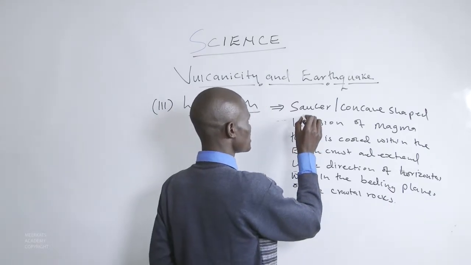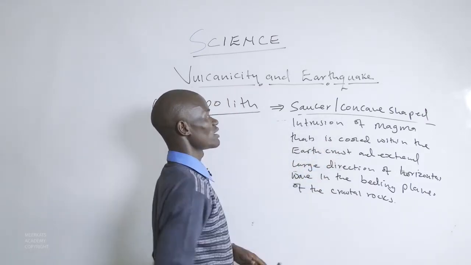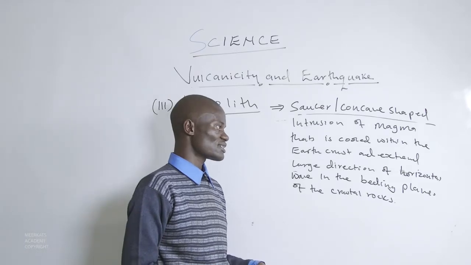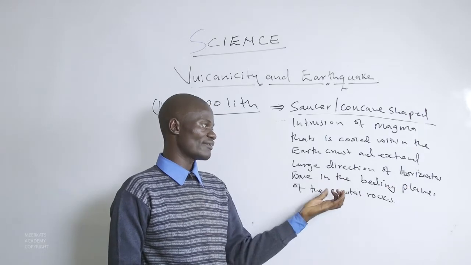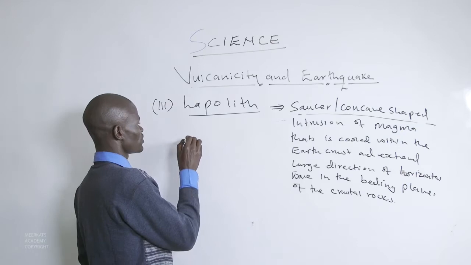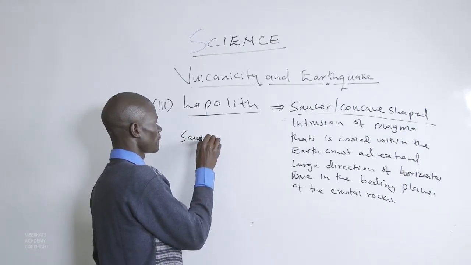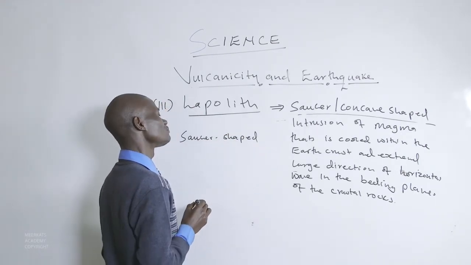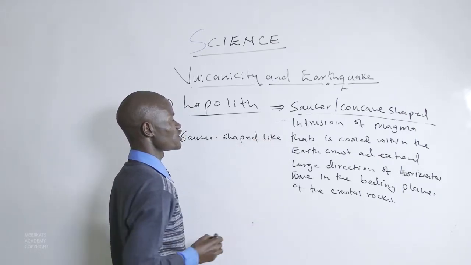Therefore, when we look at it, basically it has either a saucer or a concave shaped intrusion of magma that is cooled within the earth crust, and it extends in a large horizontal direction in the bedding planes of the crust or rocks, leading to the formation of a saucer-shaped feature. It is a saucer-shaped feature, shaped like an intrusion.